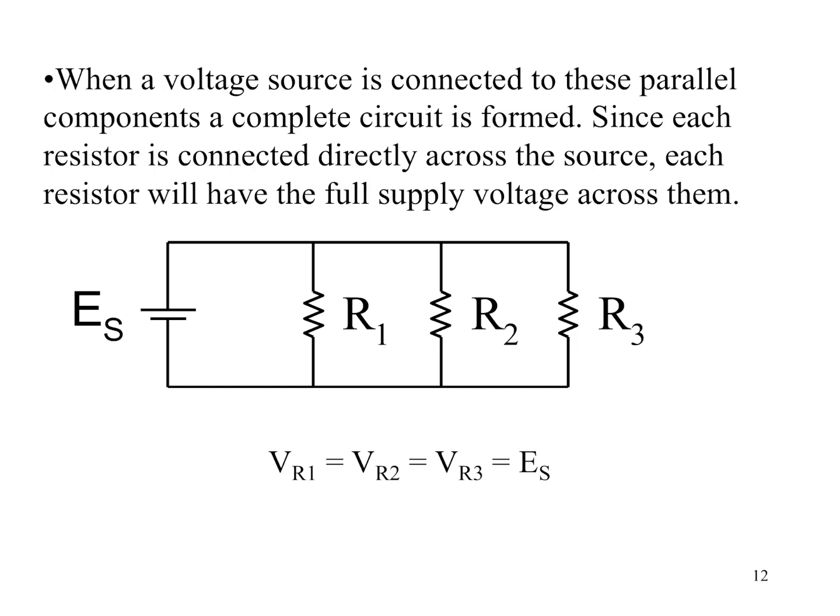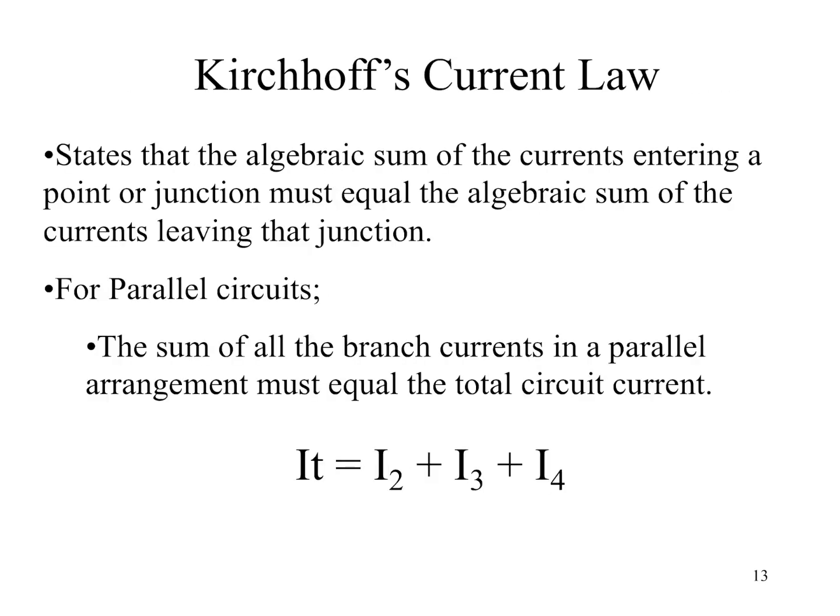So as we said, we know that voltage is the common quantity in a parallel arrangement. So that means all the values of voltage of the individual loads, because they share the same 2 terminals of the source, will always be equal to the source voltage. We have Kirchhoff's current law then. It states that the sum of all currents entering a point or a junction must equal the algebraic sum of the current leaving that junction.